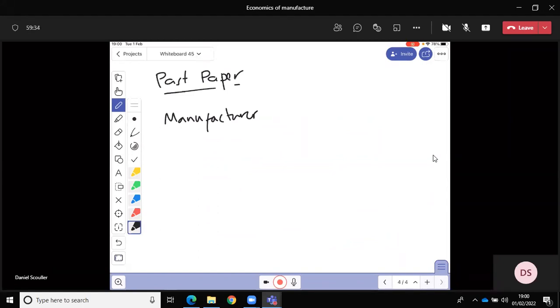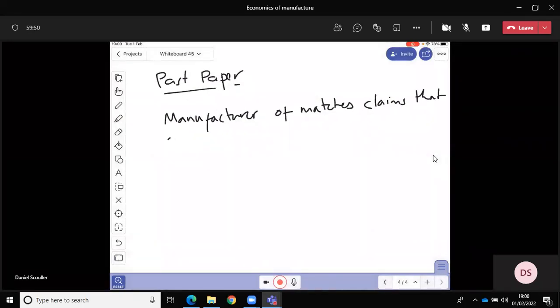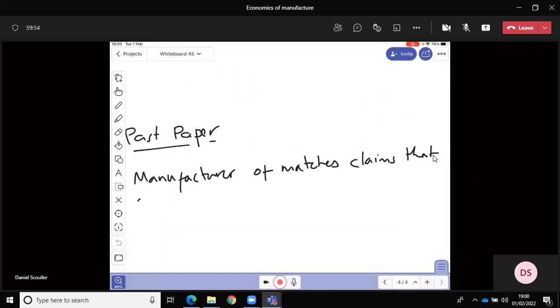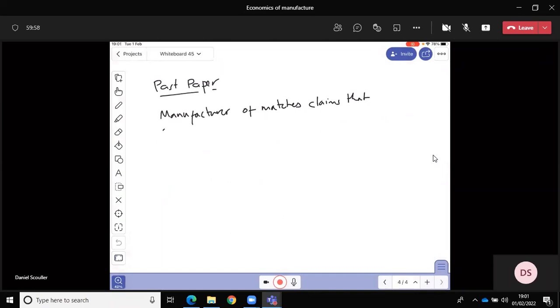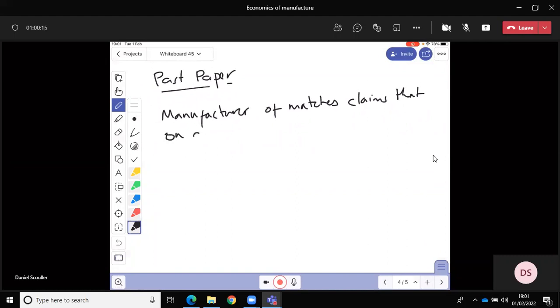A manufacturer of matches, which is random, but we'll go with it, claims that on average there are 60 matches per box.